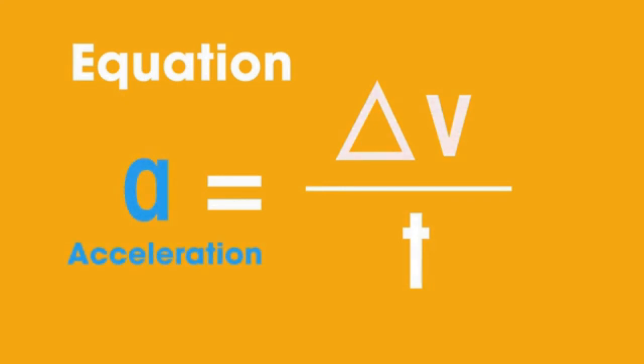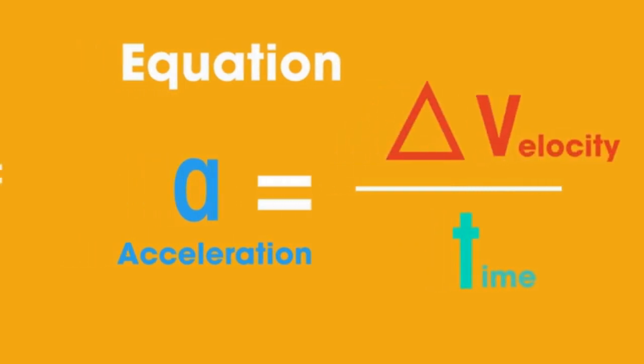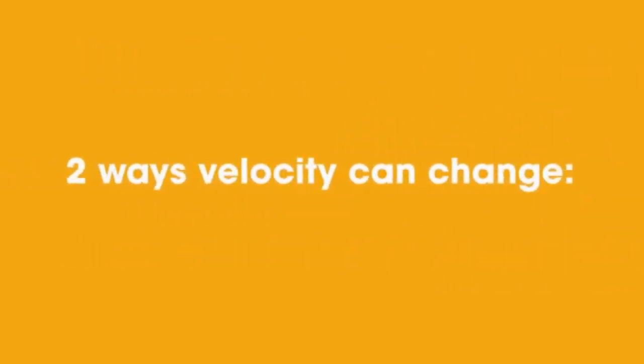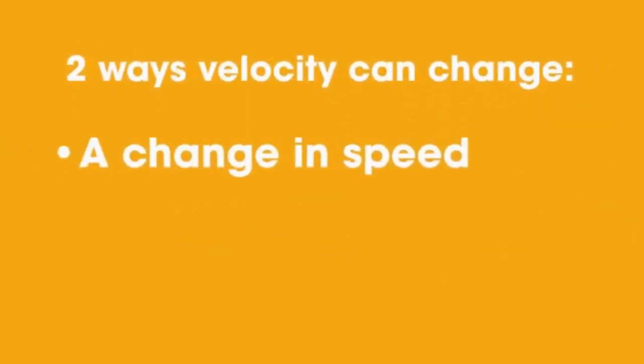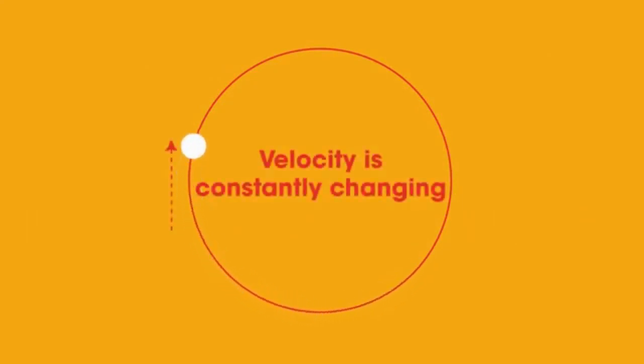Acceleration equals the change in velocity over time. The two ways in which velocity can change are a change in speed or a change in direction. So when you're moving in a circle at a constant speed, your velocity is constantly changing because the direction you are moving in is also constantly changing.